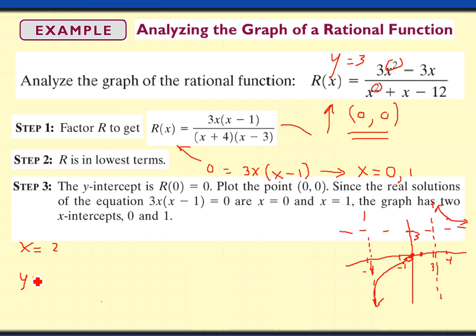And when I do, let's see what we'll have. The numerator will be 3 times 2, which is 6, times 2 minus 1. So we'll have a 6 for the numerator. And the denominator will be 2 plus 4, which is 8, times 2 minus 3, which is negative 1. So that's a negative 8. Now, we can simplify that, negative 3/4. The most important thing, though, is it's negative. So right in here, the y value is negative, so we're going to have a point down here.